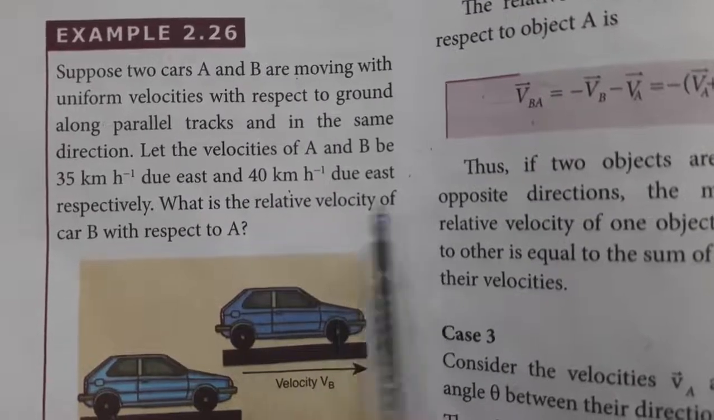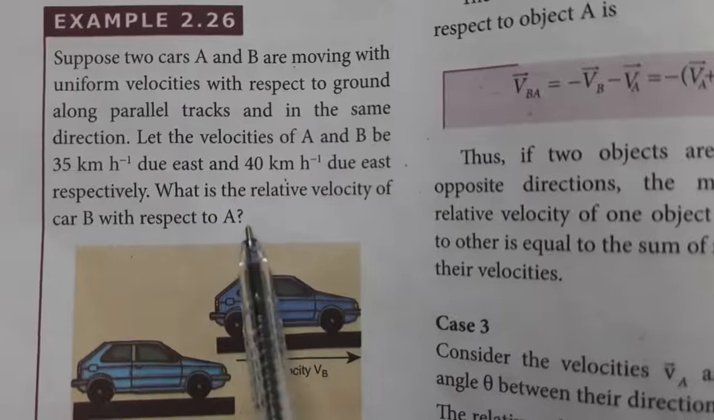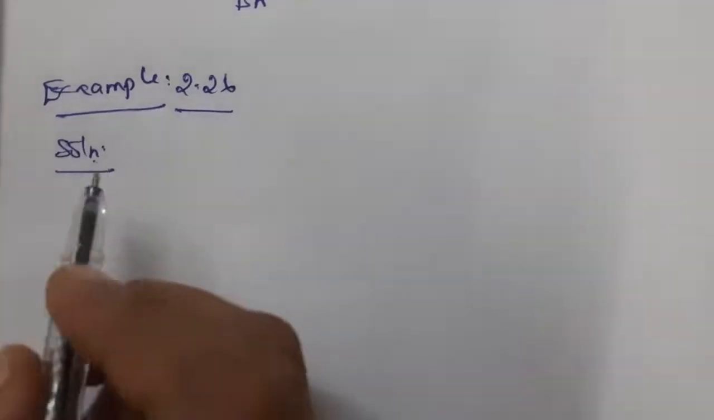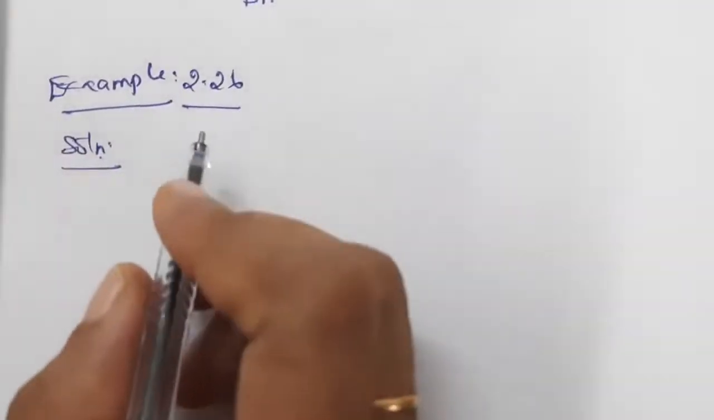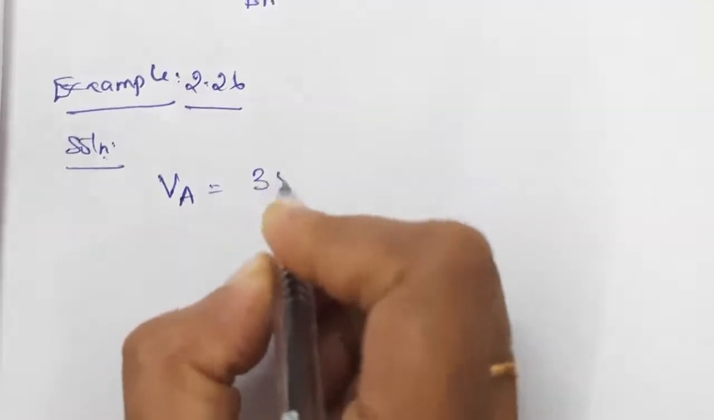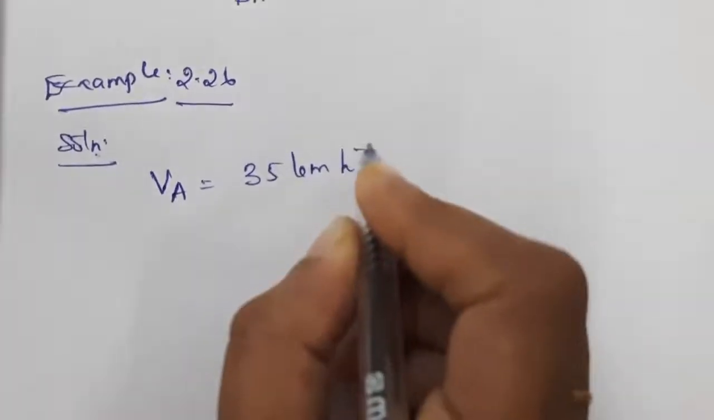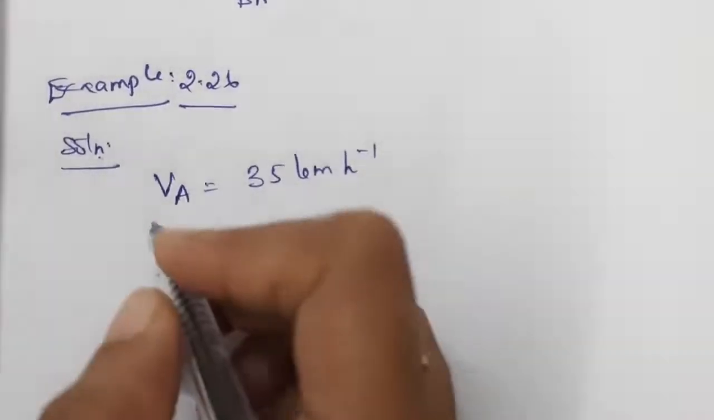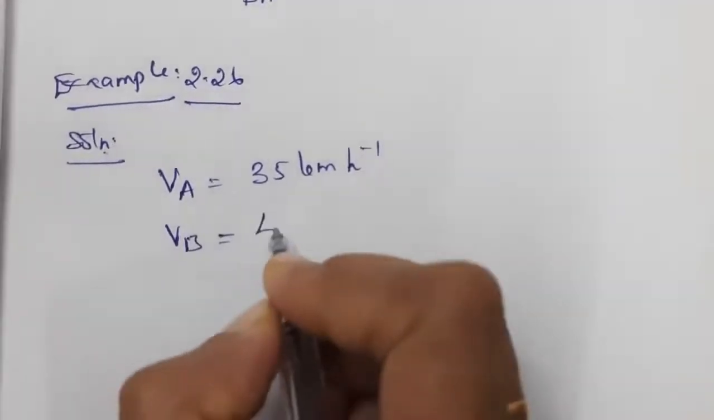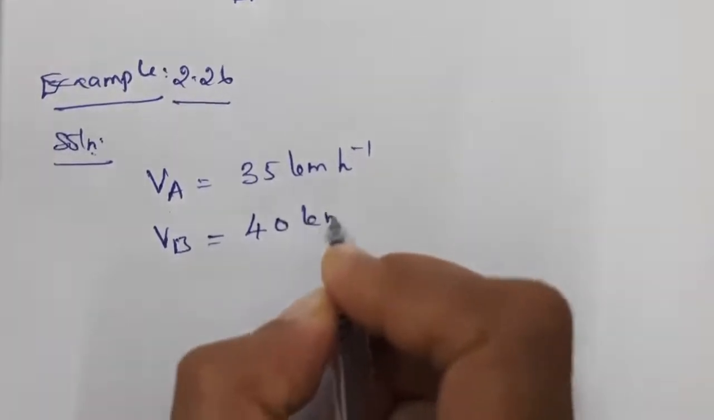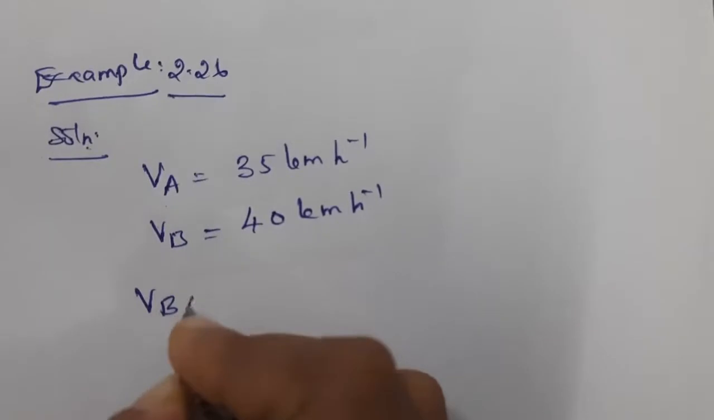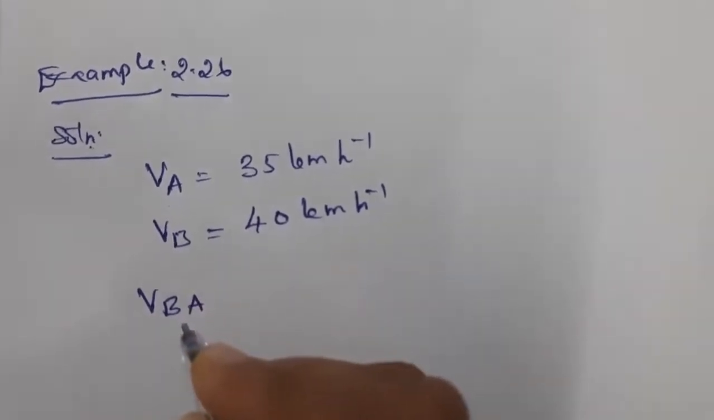What is the relative velocity of car B with respect to A? So VBA we have to find. Let's see the solution. What are the given quantities? Velocity of the car A is 35 km per hour and the velocity of the car B due east is 40 km per hour. They are asked to calculate the velocity of car B with respect to A.